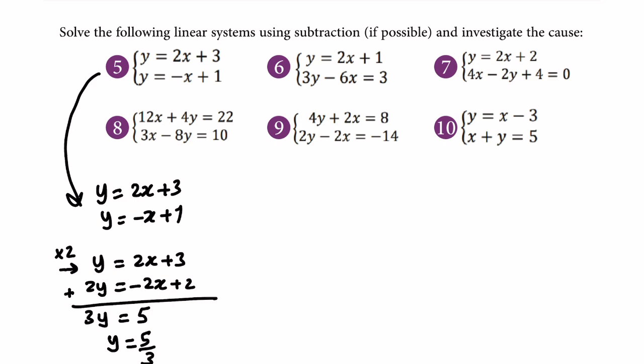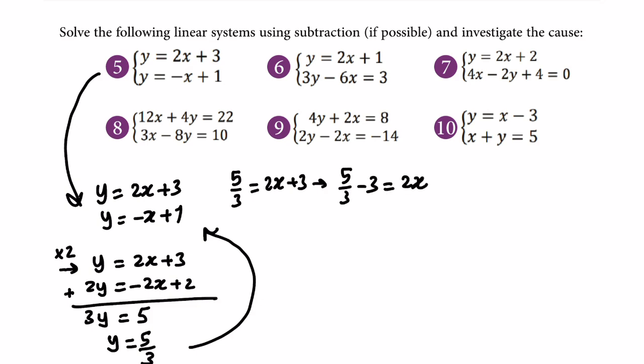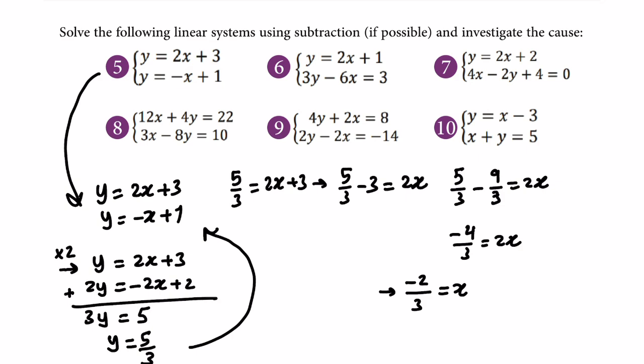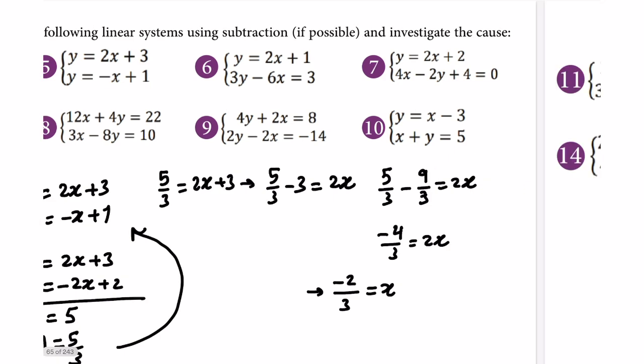Then we put it in one of the questions here, like that. We get 5 over 3 equals 2x plus 3. Then we get 5 over 3 minus 3 equals 2x. The common denominator for that will be 5 over 3 minus 9 over 3, like that, equals 2x. 9 minus 5, we get negative 4 over 3 equals 2x. We divide it by 2, we get negative 2 over 3 equals x. So this is the value for x and y. The others have the same procedures.